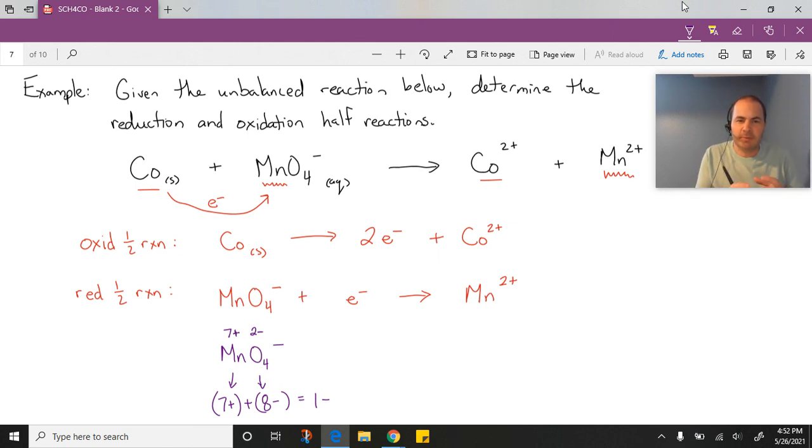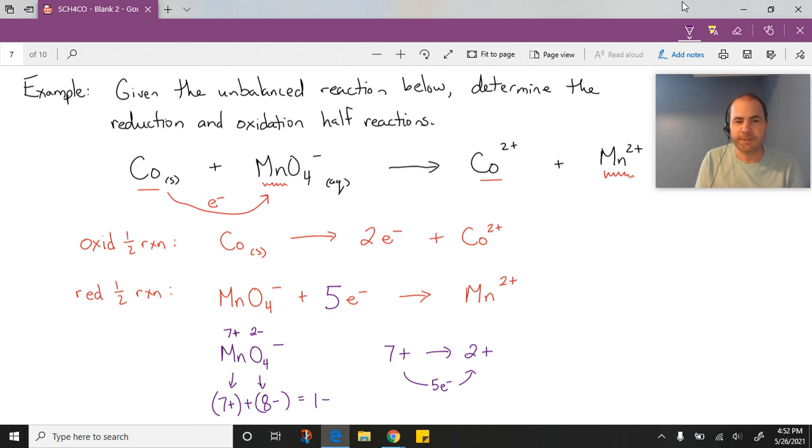So now that I've identified what the manganese charge has to be, if manganese is going from plus 7 and it's becoming 2 plus, I just need to figure out what that difference is between them. That's going to be how many electrons were added. So to go from 7 plus to 2 plus, right, we needed 5 electrons, right? 5 electrons have to get me to that number. So that's how I can determine what the number of electrons are in my reduction half reaction.